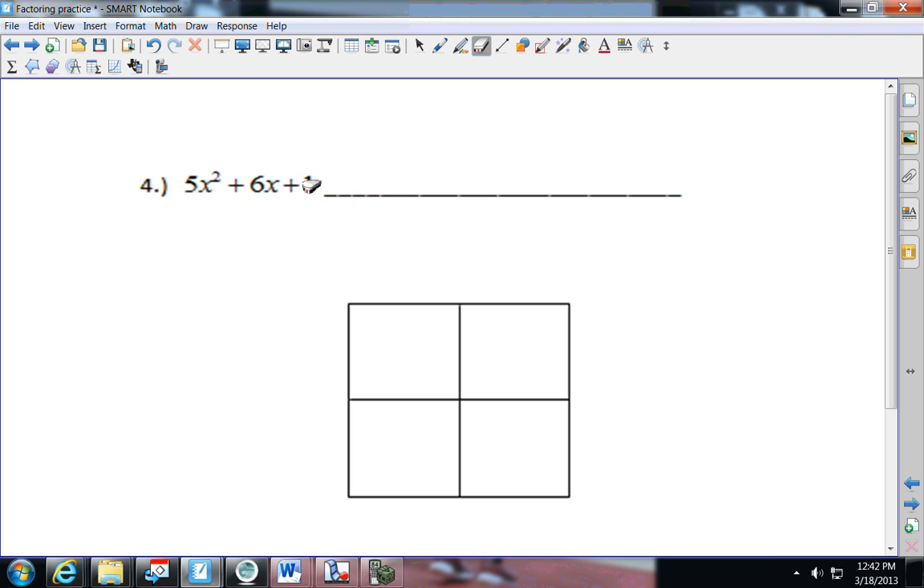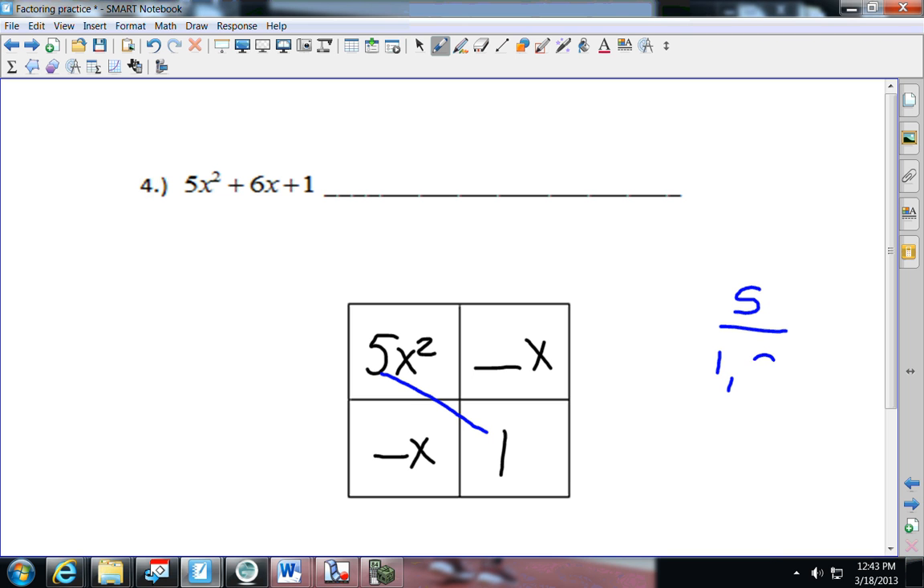See, the reason why I know that is because if I have the number 1 right here, there's nothing I can pull out of these to change any of these numbers. So with that being said, the first thing I'll do is go down here in the box. I'll put the 5x squared in the top left. Bottom right is a 1. I have something x and something x. Well, remember, we're multiplying these two numbers. 5 times 1 is 5. I need the factors of 5. That shouldn't be too hard. It's only 1 and 5 and negative 1 and negative 5.